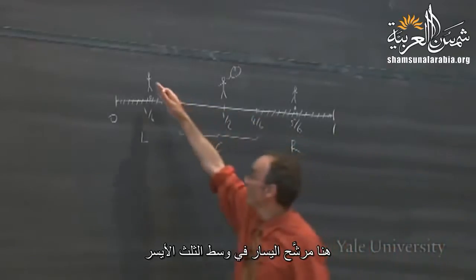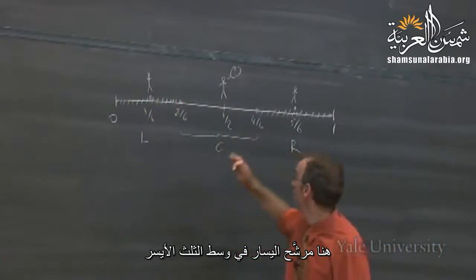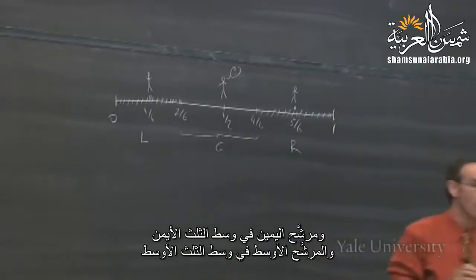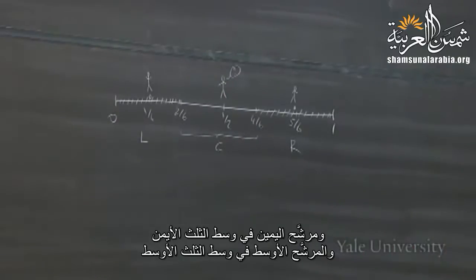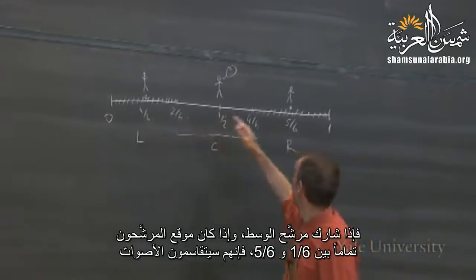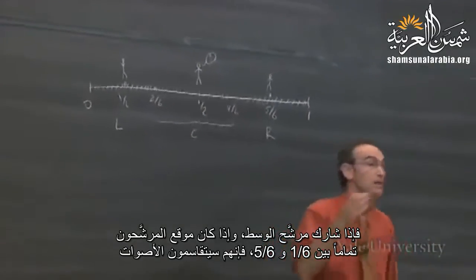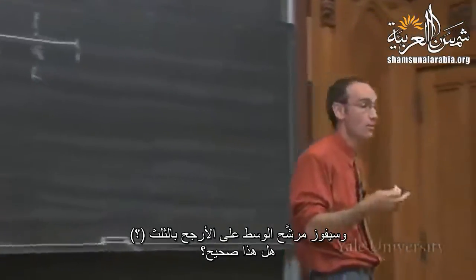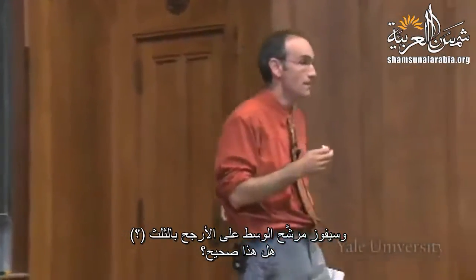Is that right? So the reason I divided it into sixths is I want to put everybody at the middle of a third. All right, so here the left-wing candidate is at the middle of the left third, the right-wing candidate is at the middle of the right third, and the center candidate is at the middle of the center third, not surprisingly. All right, so if this center candidate enters, if they were exactly at a 1/6 and 5/6, they would split the vote, and the center candidate would win with probability 1/3. Is that right?